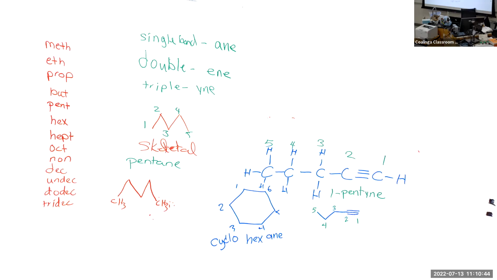You want to try to get the triple bond the lowest number. So you don't start counting at the bond, you start counting from the side that's closest to it. You can't start counting in the middle.